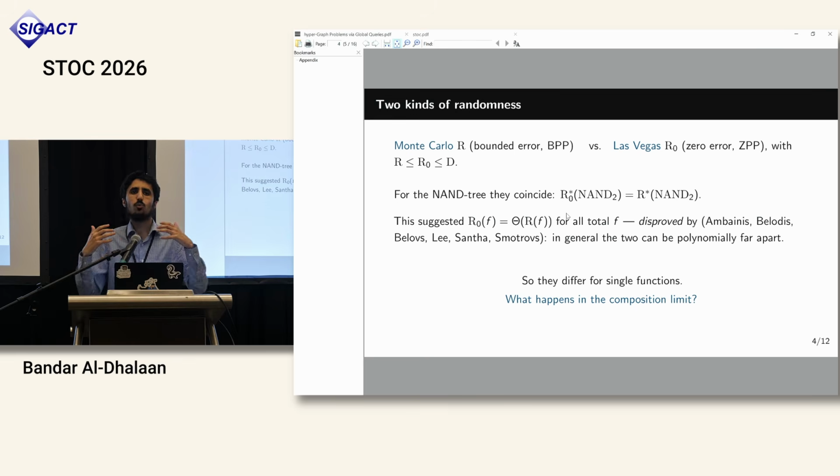What is exactly the separation between Monte Carlo and Las Vegas in the query complexity world? In the NAND tree case, they did coincide. R0 star and R star were the same. This led people to speculate that R0 and R are just the same up to constant factors. This was not true, and Beniamini and co-authors proved there is a polynomial separation between R0 and R.